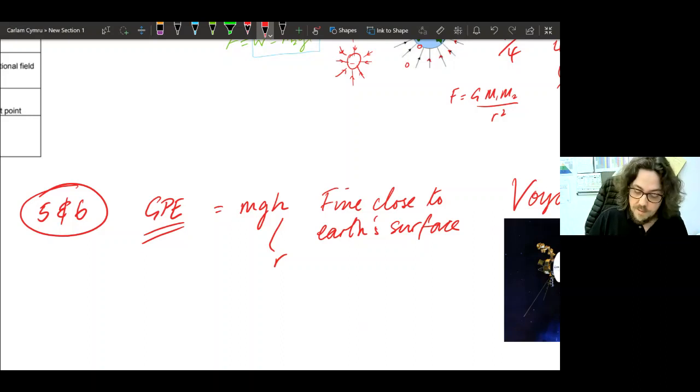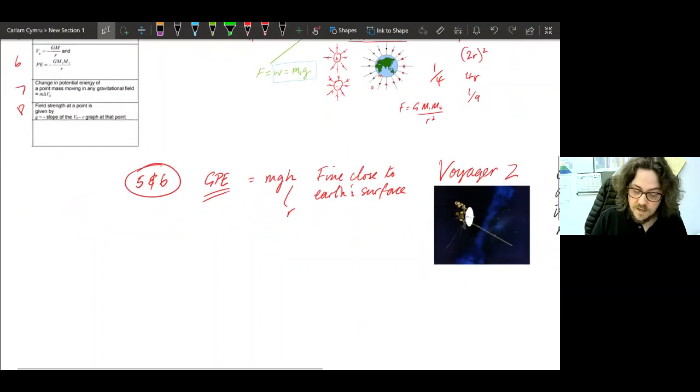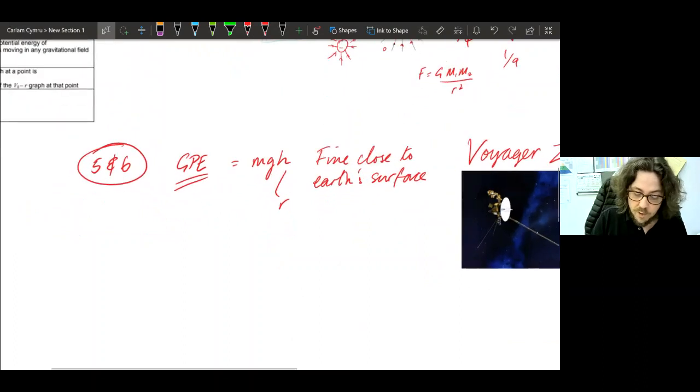So if you remember from earlier on in the course, for energy, work done is equal to force times distance. Oh, sorry, I got that all backwards. Yeah, force times distance.